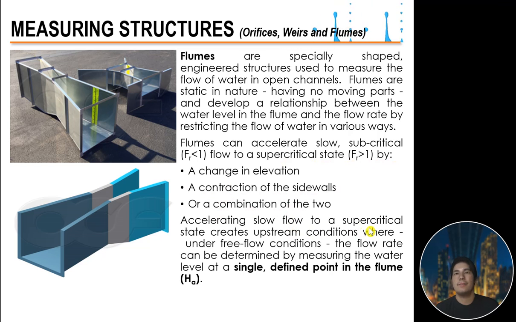Accelerating slow flow to a supercritical state creates an upstream condition where, under free flow condition, the flow rate can be determined by measuring the water level at a single defined point in the flume, say Ha.